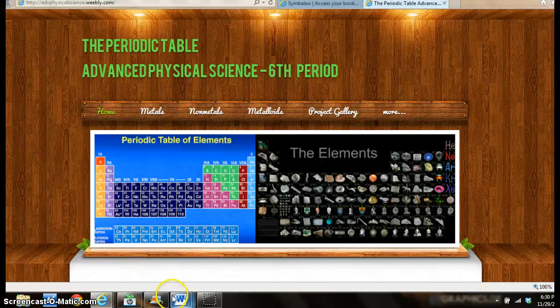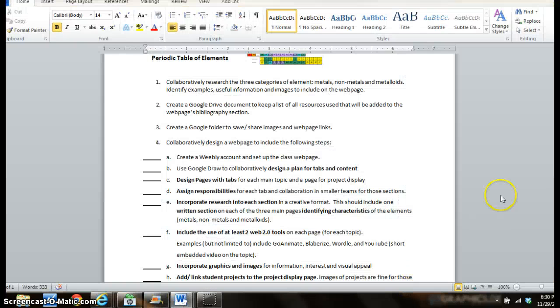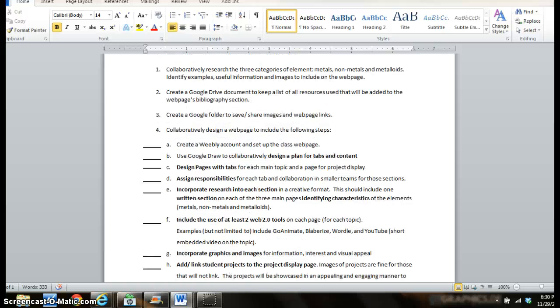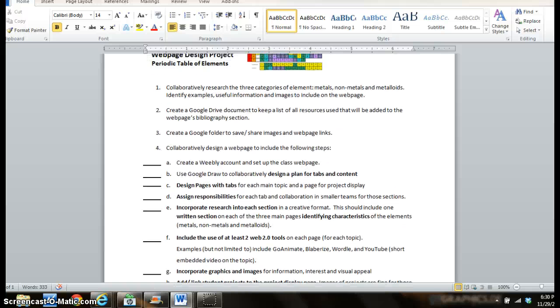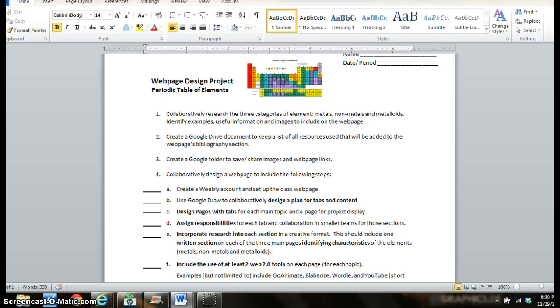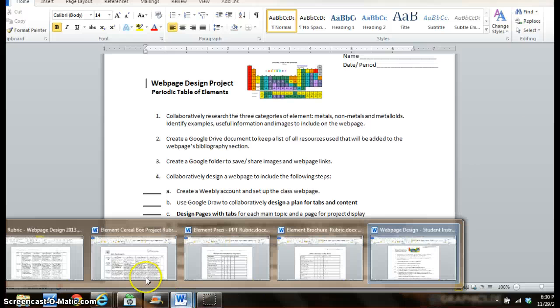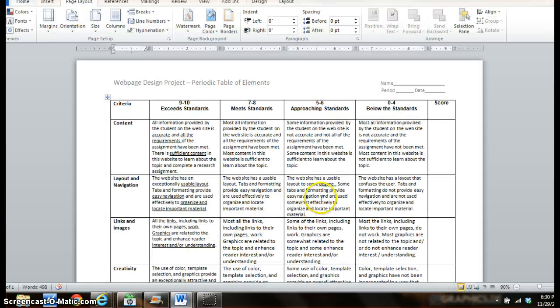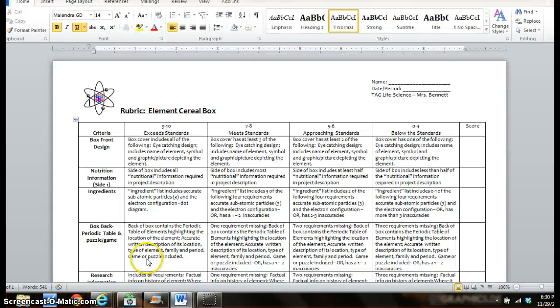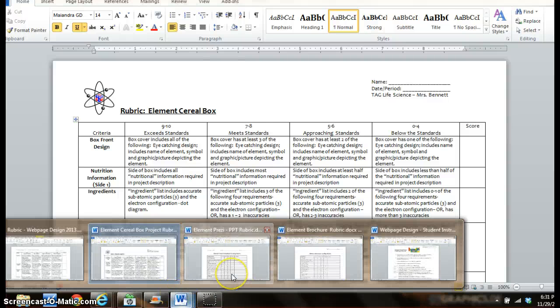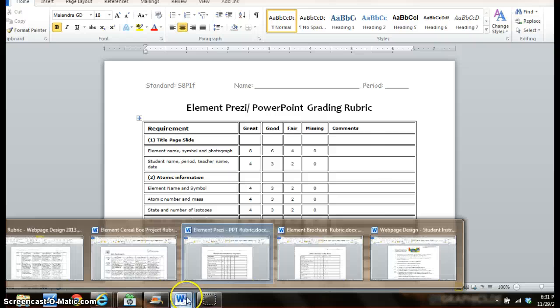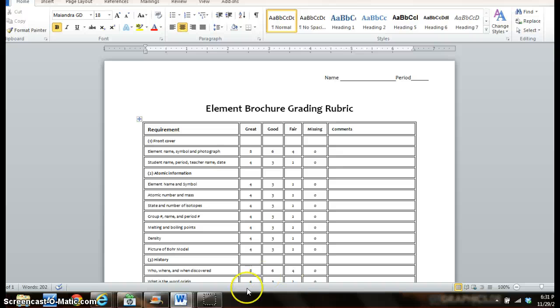I created a checklist for them so that this would help keep them organized and focused on the task. Some students needed that structure more than others, so it was a way to differentiate. Also, I graded based on rubrics. This is an example of the web page design rubric that I used, and each of the separate projects had their own rubrics. So here's the one on the cereal box. There was a checklist rubric for the Prezi or PowerPoint, which they might have selected, some of them did, and one as well on the brochure.